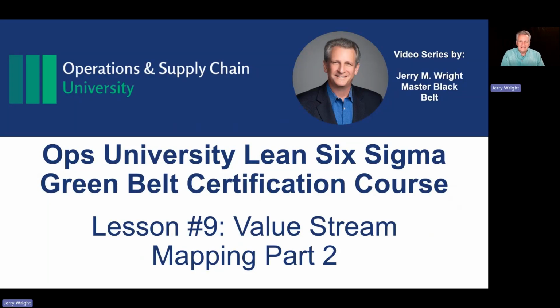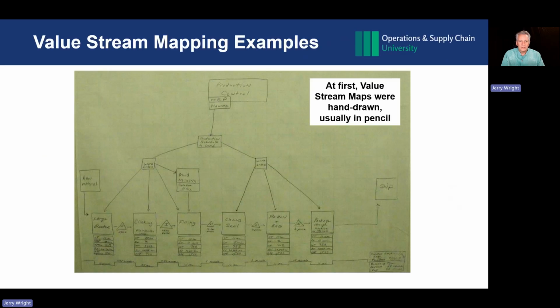I'm Jerry Wright. This is Ops University Lean Six Sigma Greenbelt Certification course, lesson number 9, Value Stream Mapping, part 2. So here's a value stream mapping example.